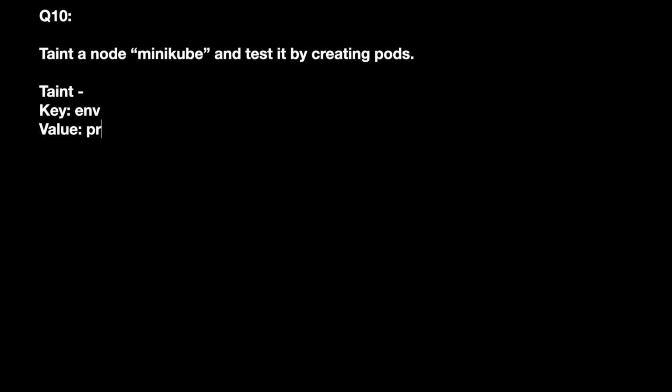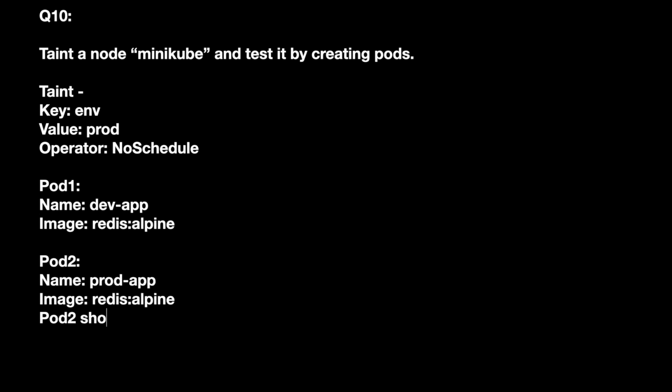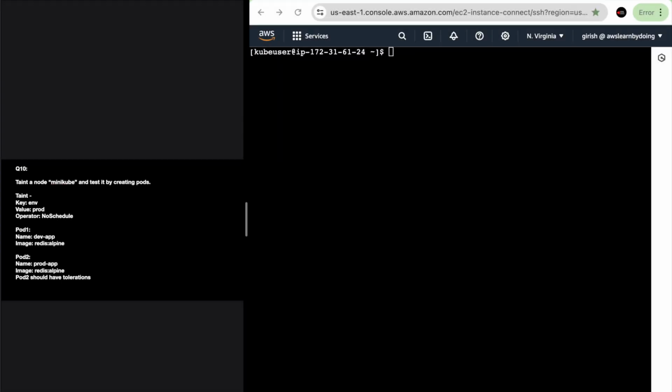Question 10. Taint a node minikube and test it by creating pods, and it gives us the taint information. It even gives what pods should be created, and pod 2 should have tolerations. So like pod 1, if you see the question, what we understand is we are tainting the node, then creating a pod without toleration. So we expect that it will not be scheduled, and pod 2 will have tolerations and schedule the pod. Okay, so let's get started. First, see the node name just to ensure.